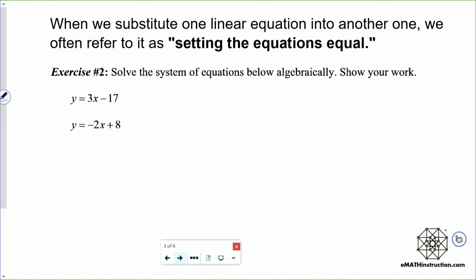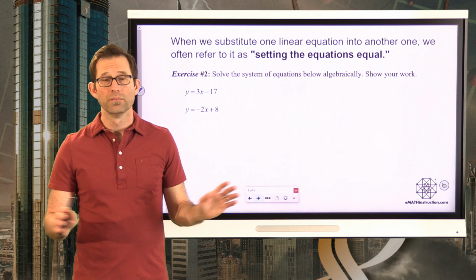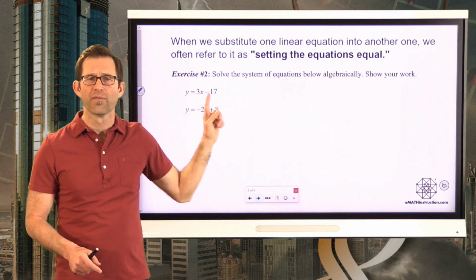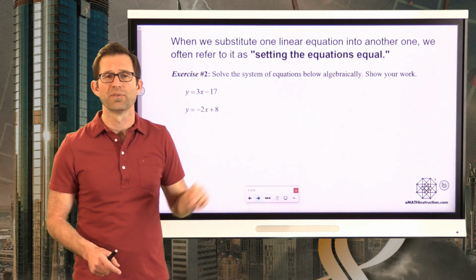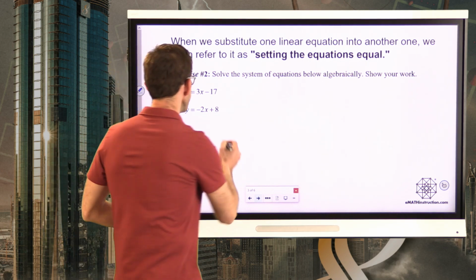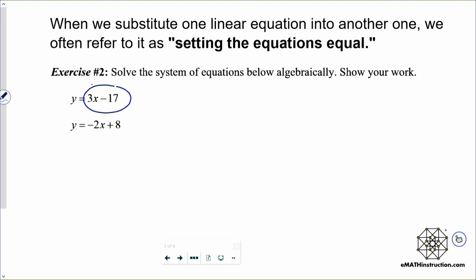Exercise number 2. Solve the system of equations below algebraically. Show your work. All right, so no graph grid. You know, even if I had a graph grid, this one would be kind of a pain to graph because its y-intercept is down there at negative 17. But algebraically, it's as simple as this. I'm going to take this expression and I'm going to substitute it into this y value. So I'm going to have 3x minus 17 is equal to negative 2x plus 8.